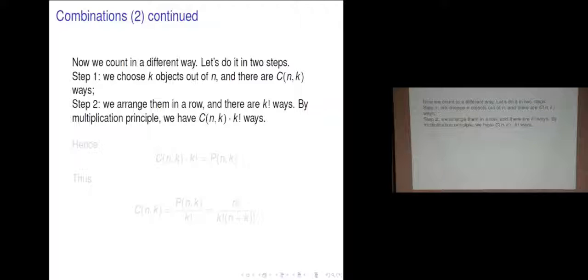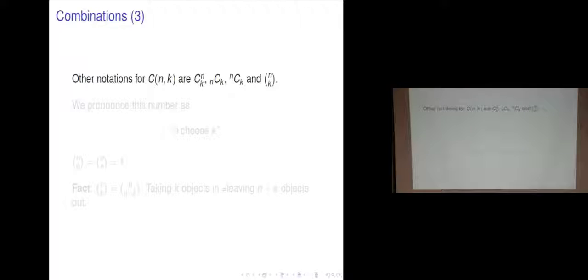Now, no matter whether we count using method 1 or method 2 or method 3, they must be the same number. So therefore, we get this equation. This is counted using method 2. This is counted using method 1. They must be equal because we are counting the same collection. So then you solve for C of n, k, and you get P of n, k divided by k factorial. So we get it.